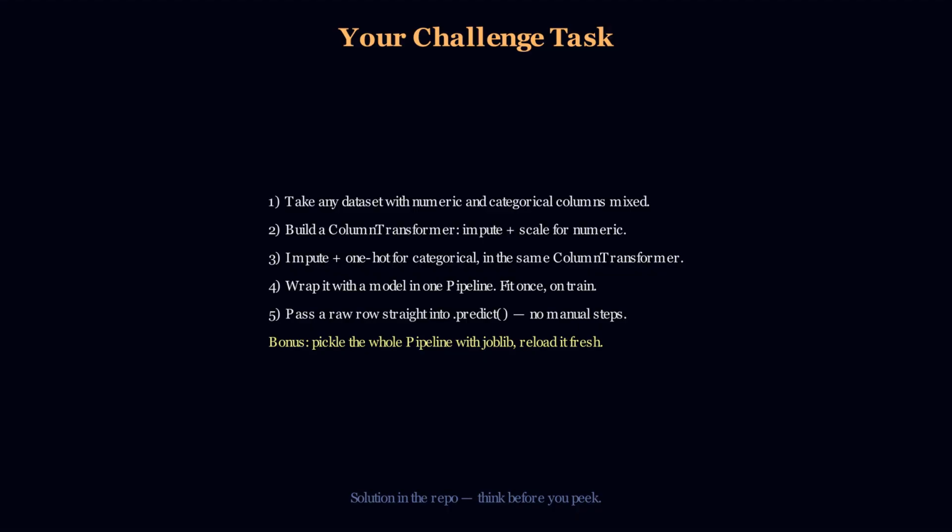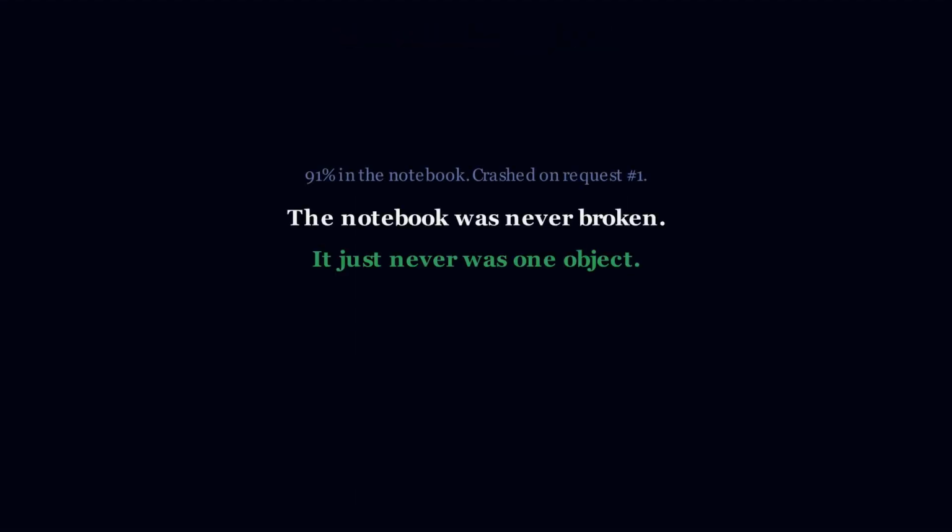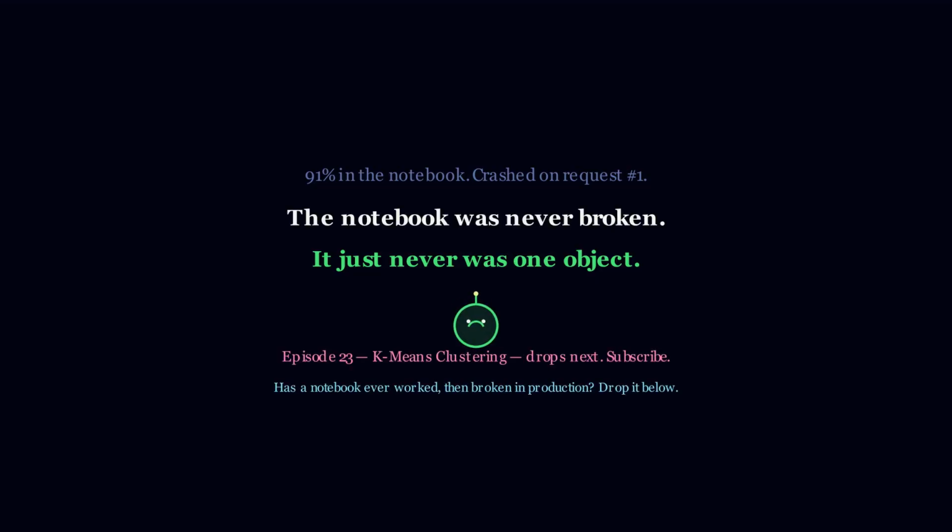Think before you look. A model, 91% in the notebook. Crashed on request 1. The notebook was never broken. It just never was one object. Episode 23, K-means clustering, drops next.